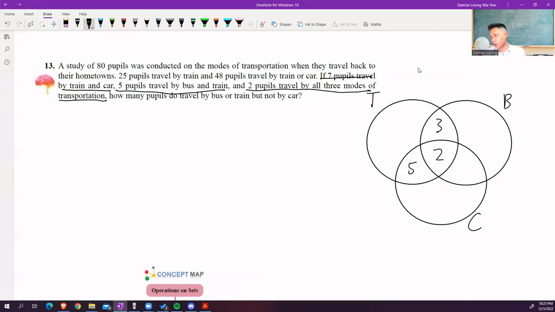48 pupils travel by train or car. I can't fill that yet. 25 pupils travel by train, only by train, means including all these intersections also, travel by train. Can be train and something or just train. So altogether 25 means here is 25 minus 5 minus 3 minus 2, which is 15. 80 pupils in total.